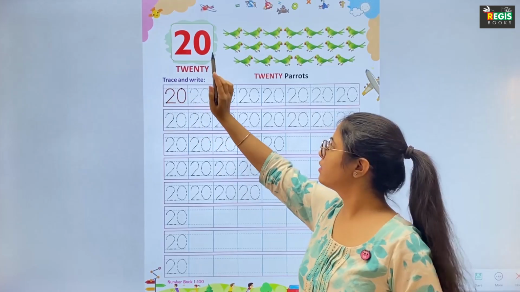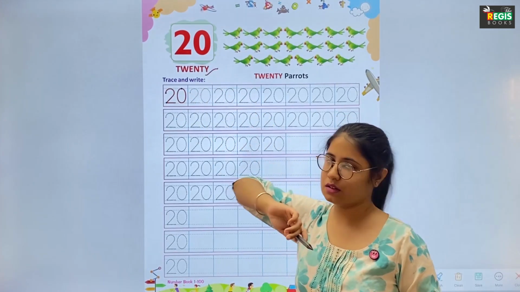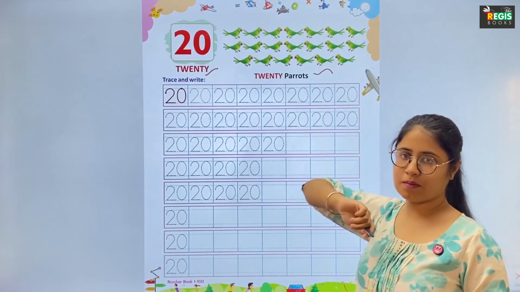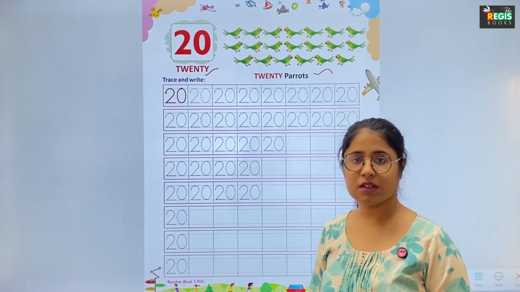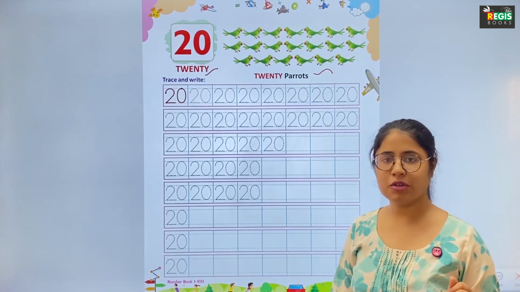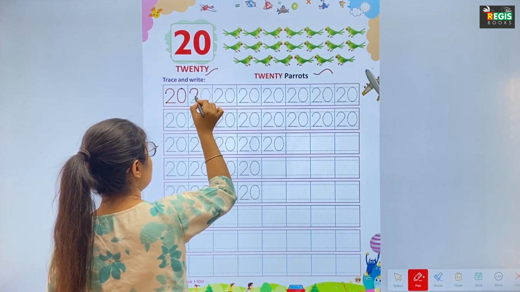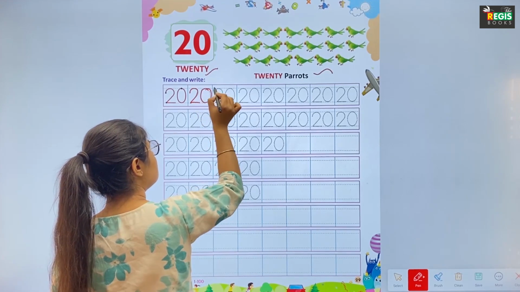20. T-W-E-N-T-Y. 20. These are total 20 parrots. Trace and write. So kids, we write the number 20 by writing 2 and 0 together. Let's write the number 20 with me. First trace the 2 like this, then write the circle 0.